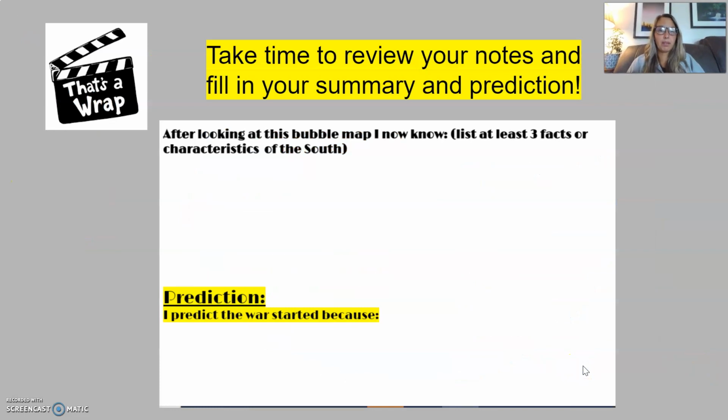As we wrap up our information on characteristics of the South, it is now time to review your notes, to fill in your summary, and predict. Your first part of your summary is to list three facts that stuck out to you for being true to the South. The second part of your summary is a prediction. We are looking at differences in the North and the South.